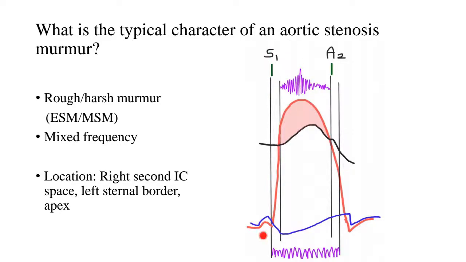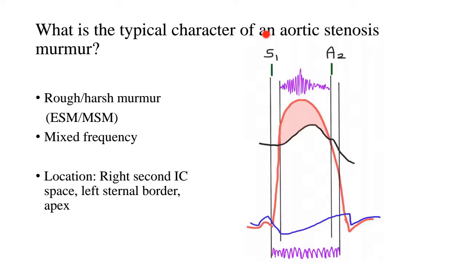This is in sharp contrast to the pansystolic or the holosystolic murmur, which begins right at the beginning of the first heart sound and continues right to the end of the second heart sound. Now, this pansystolic murmur is seen in mitral regurgitation or tricuspid regurgitation and in cases of ventricular septal defects.